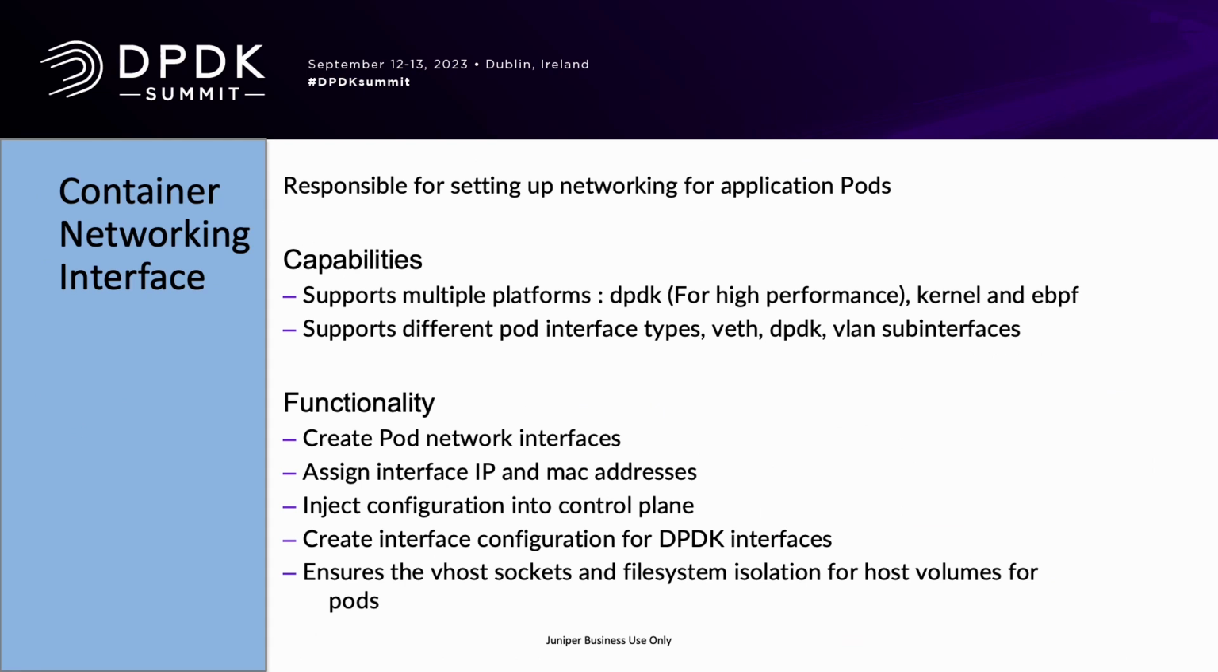We need a new CNI that is capable of configuring our feature-rich data plane and control plane. So this JCNR CNI comes into play here. It supports multiple different platforms: DPDK for high performance, kernel, and eBPF. The CNI has the capability to configure multiple different types of interfaces. We have not come across any CNI which does that today. So we create a different CNI for each type of interface. However, JCNR CNI is unique in that way.